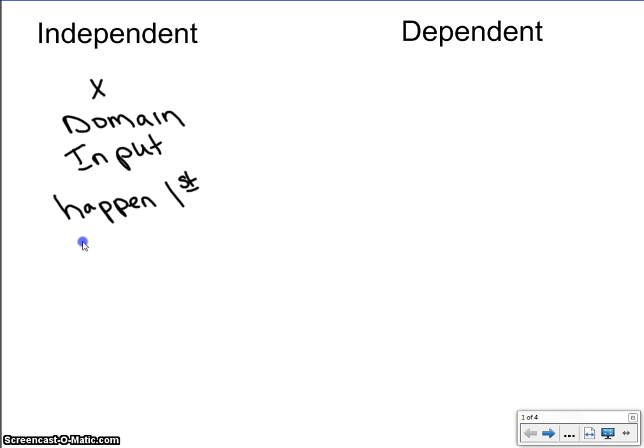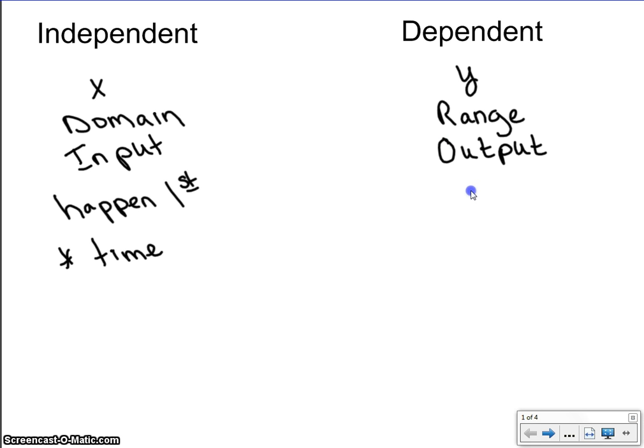Okay, and they are also almost always described by time. Anytime you see time given in a situation, that is almost always going to be your independent values. Your dependent values are described by the y-coordinates. It is also the range of your function. It is the output of your function.